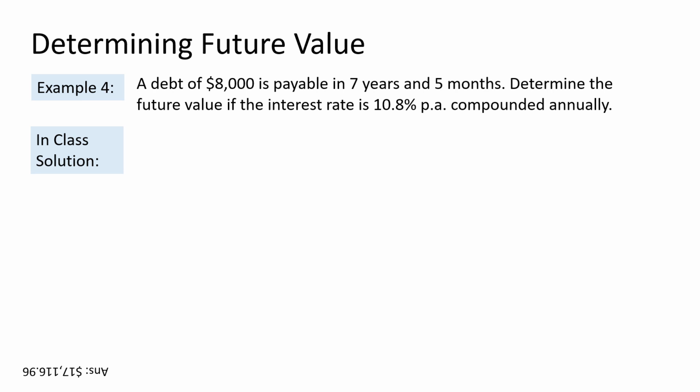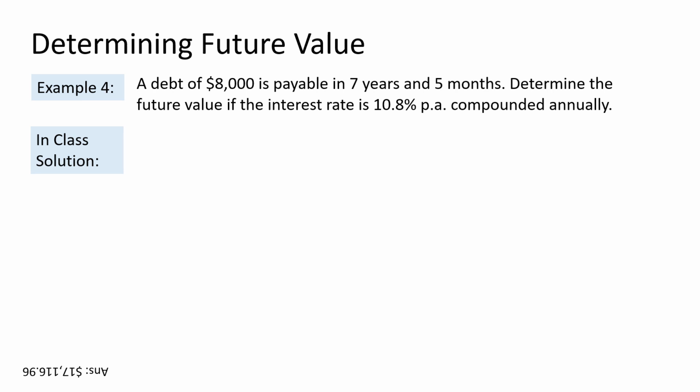So let's look at a question where we put all of this together. A debt of $8,000 is payable in 7 years and 5 months. Determine the future value if the interest rate is 10.8% PA, or per annum, compounded annually. So in this question, now that we're actually looking at a future value calculation, we have to take into account everything that's written in this question.